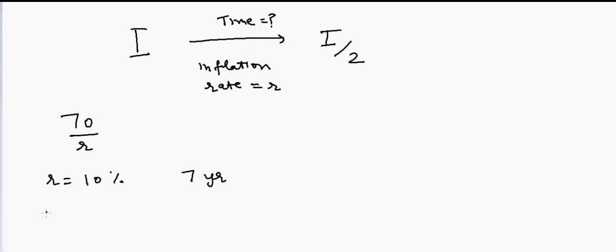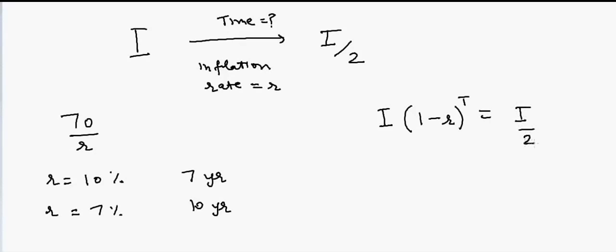And if the inflation rate is 7%, then it will take you 10 years for your money to have half of its value. So how was this trick generated? So let's try to solve the same problem with a general approach. We have an investment and we have an inflation, so we say I times (1 minus r) to the power of t, where the inflation is for time period t, compounded every year, and that should be equal to I divided by 2, right?